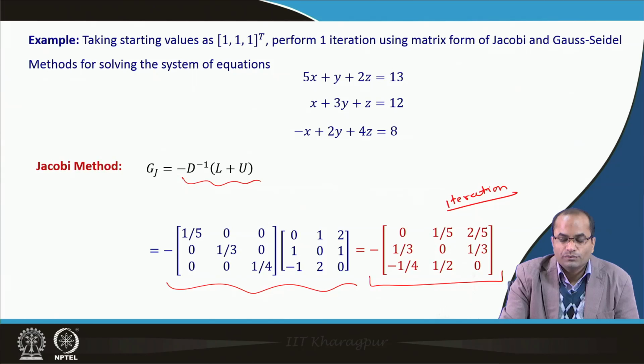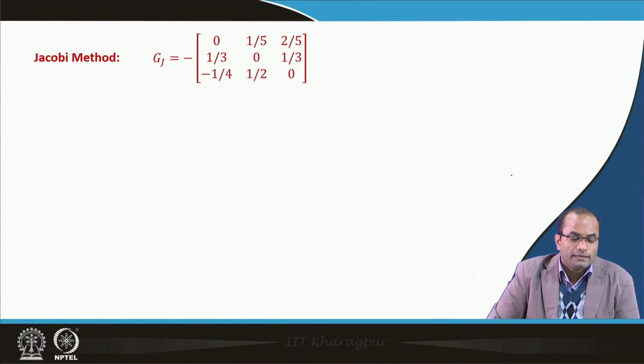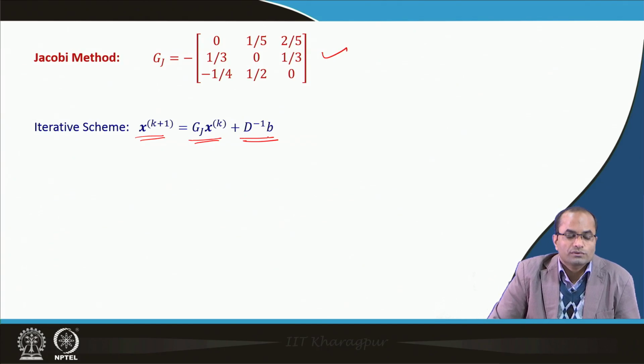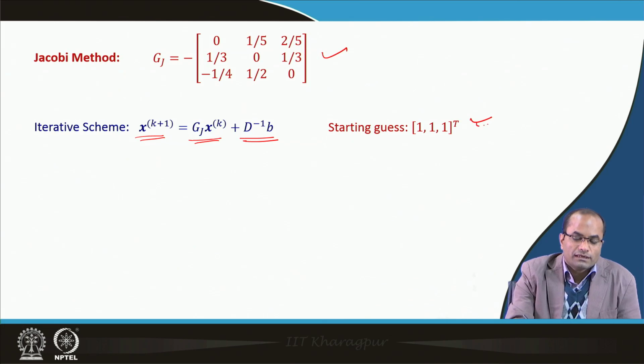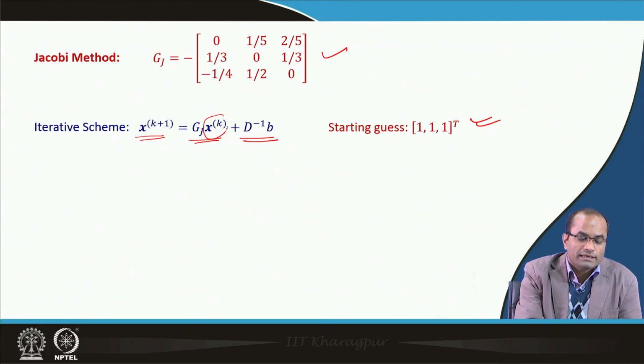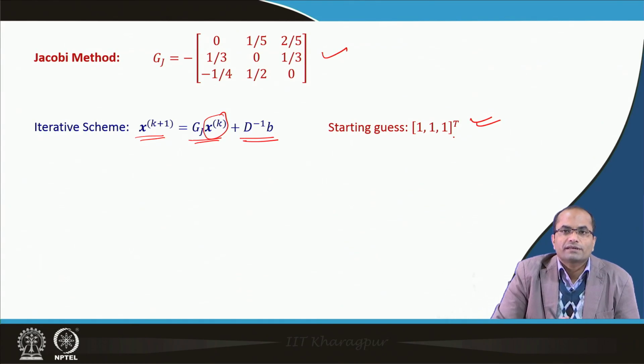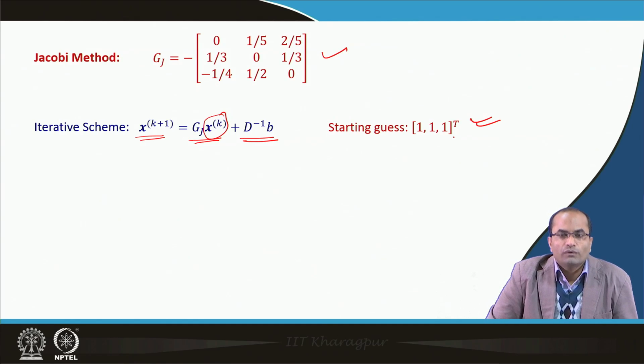So, first we need to compute the iteration matrix, and then, having it, the iteration scheme for the Jacobi method is x k plus 1 equals G x k plus D inverse B. This is the iteration scheme written in matrix form. If we take the starting values, x k will be replaced by 1 1 1. The benefit of this matrix form is that after just a matrix-vector multiplication we get the values of all components. We do not have to compute them one by one.